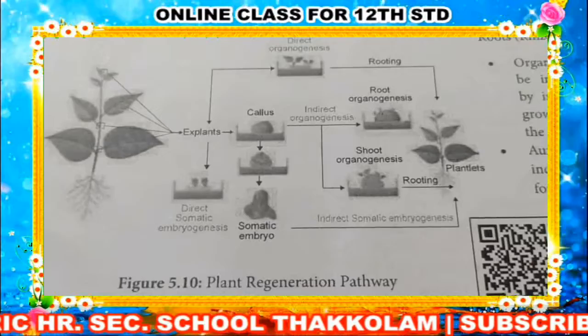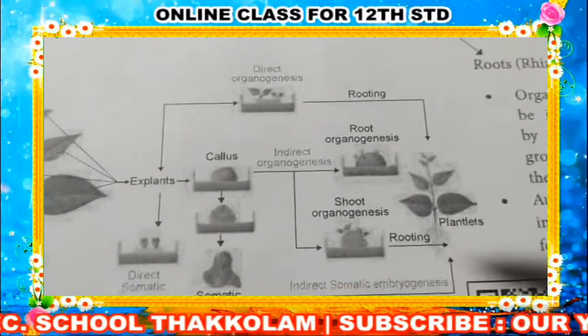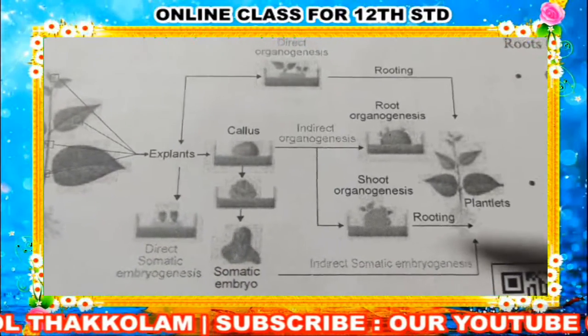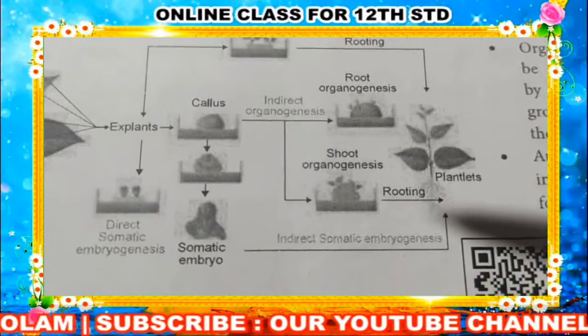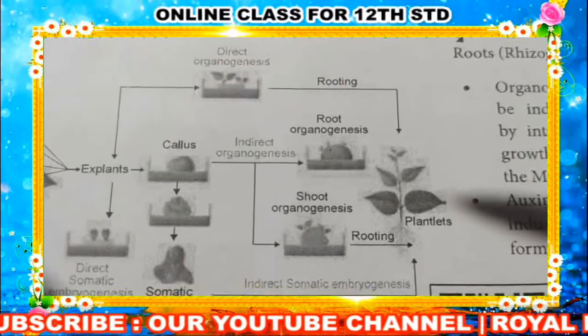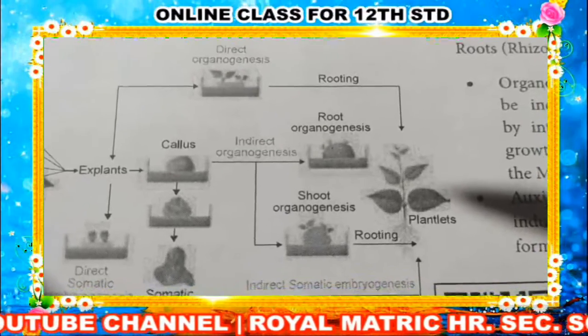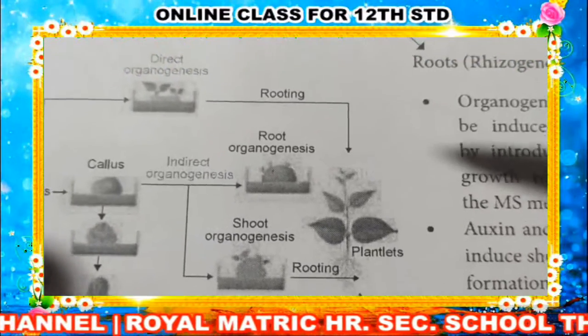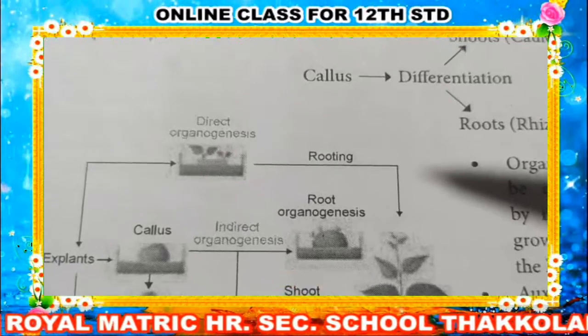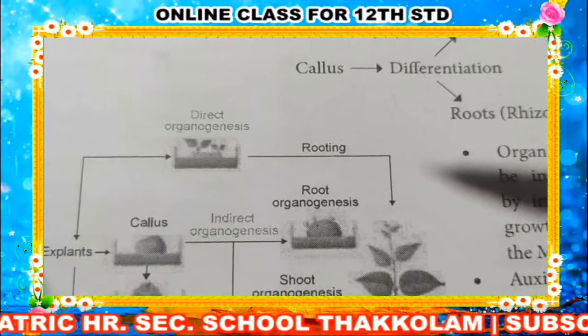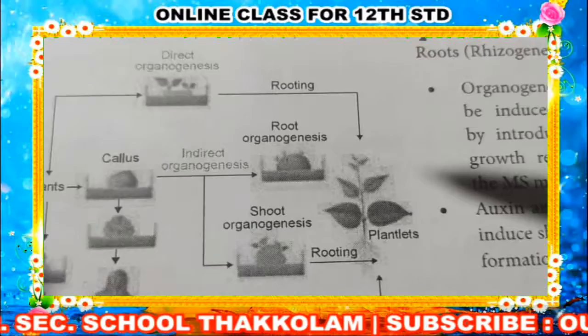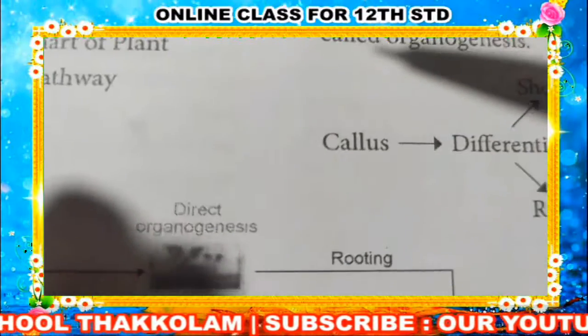That is also given with the help of the plant structure. It is removed and then the somatic embryo is formed. Then the shoot and root organogenesis, that is known as indirect, and from that rooting the new plants are formed. From direct organogenesis also a new plant is formed. It might be either due to indirect or direct.